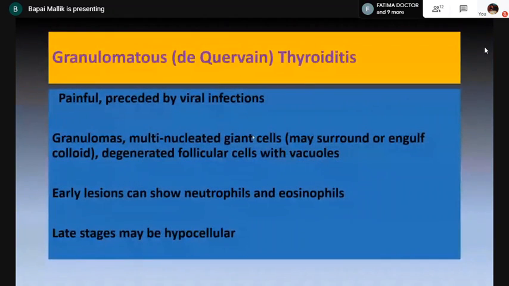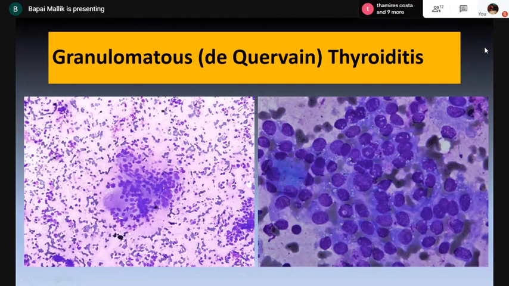About granulomatous de Quervain thyroiditis, these are painful lesions preceded by viral infections, usually show granulomas, multinucleated giant cells, degenerated follicular cells with vacuoles. Early lesions may show neutrophils and eosinophils, and the late stages may actually be hypocellular. So this is important. So these are pictures from granulomatous de Quervain thyroiditis.